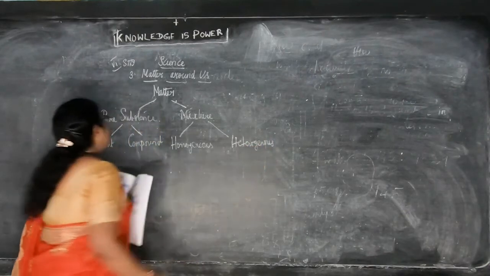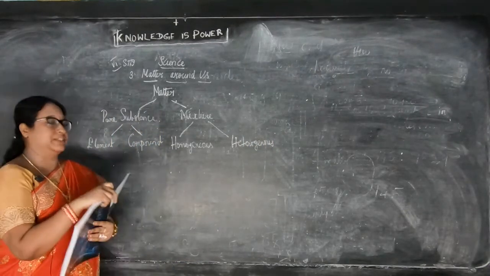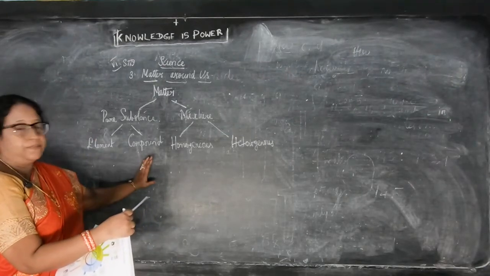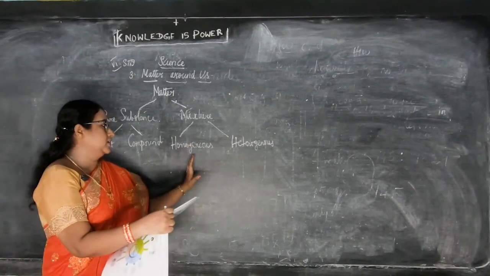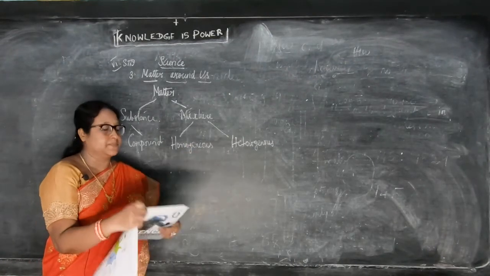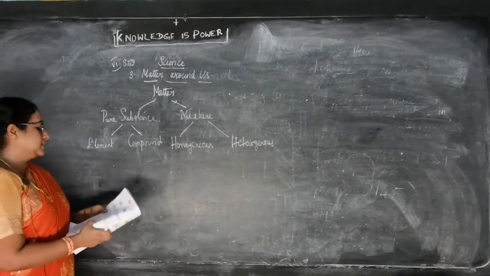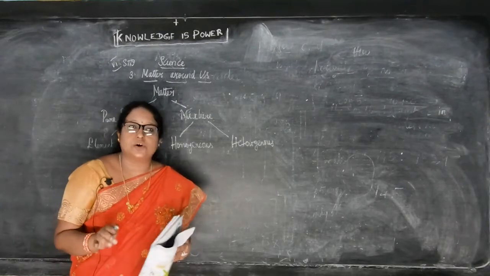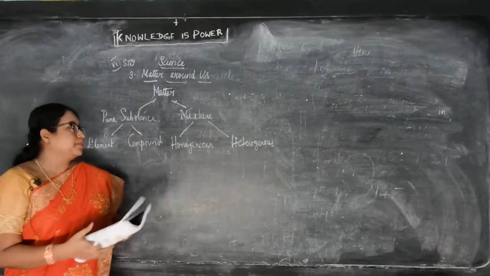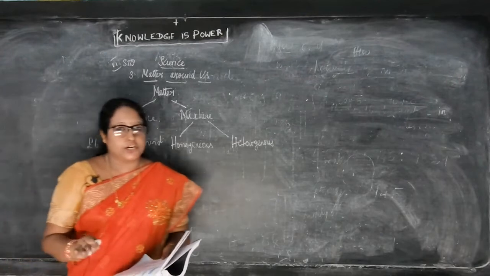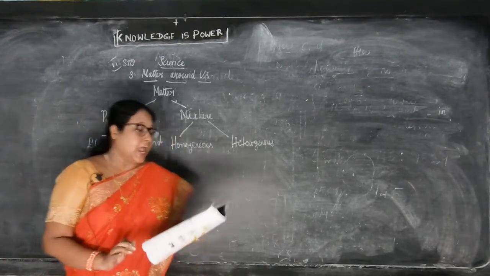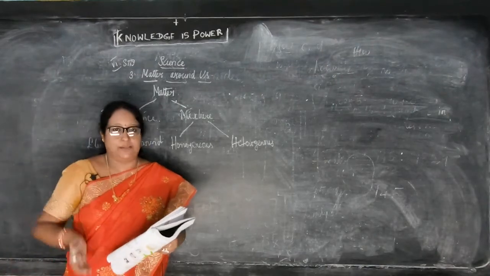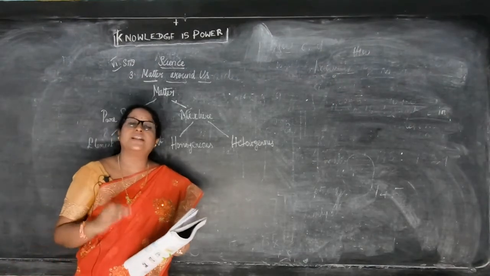Okay, children. So matter is divided into pure substance and mixture. In pure substance, they are classified into two, element and compound. And the mixture is again divided into two, homogeneous and heterogeneous. Now, what is an element? It's a pure substance which cannot be broken down, and it consists of atoms. And a compound has more than one element.